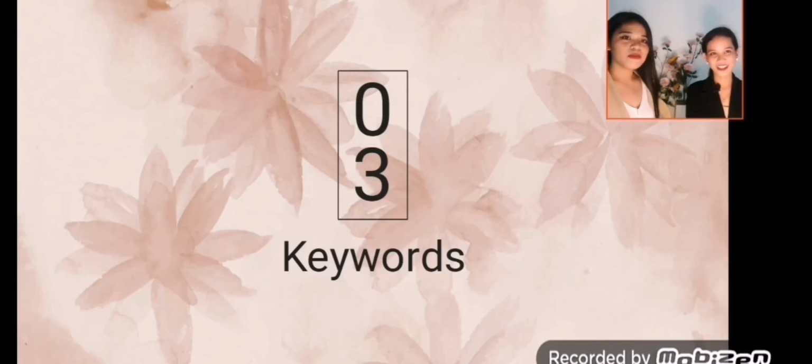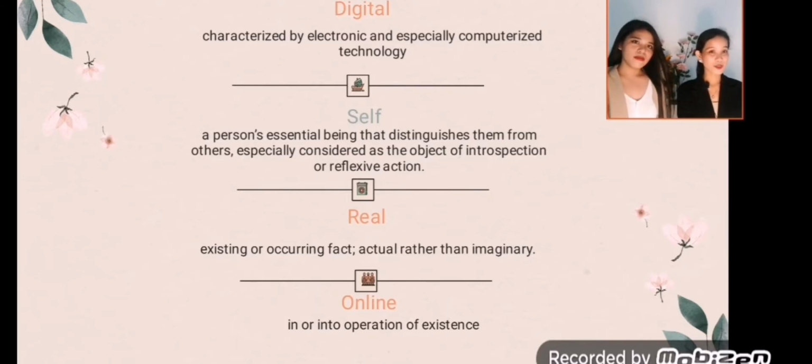And here are the keywords. First, we have digital. Digital is characterized by electronic and especially computerized technology. And self, a person's essential being that distinguishes them from others, especially considered as the object of introspection or reflexive action. And we have real. Real means existing or occurring in fact, actual rather than imaginary. And we have online. Online means in or into operation or existence.